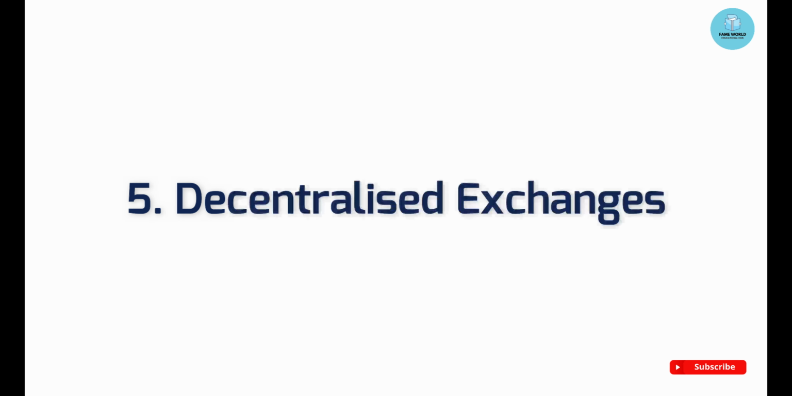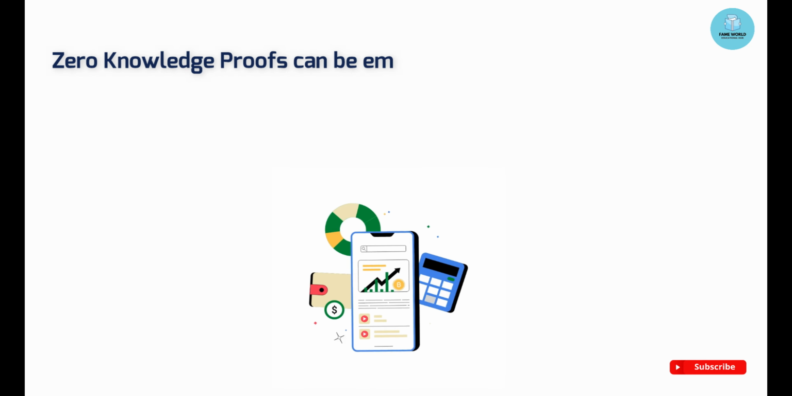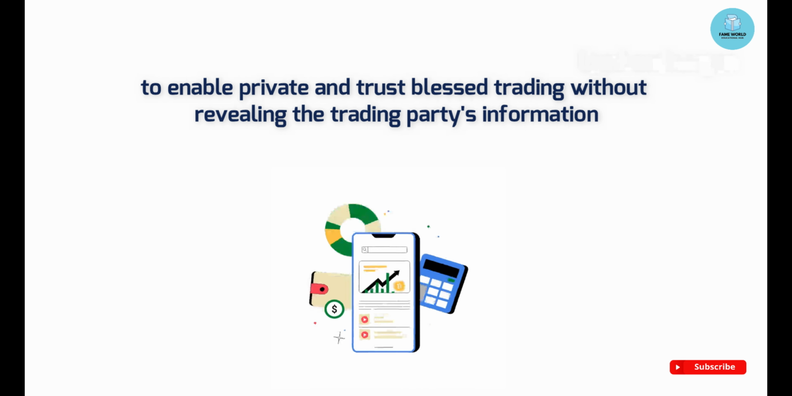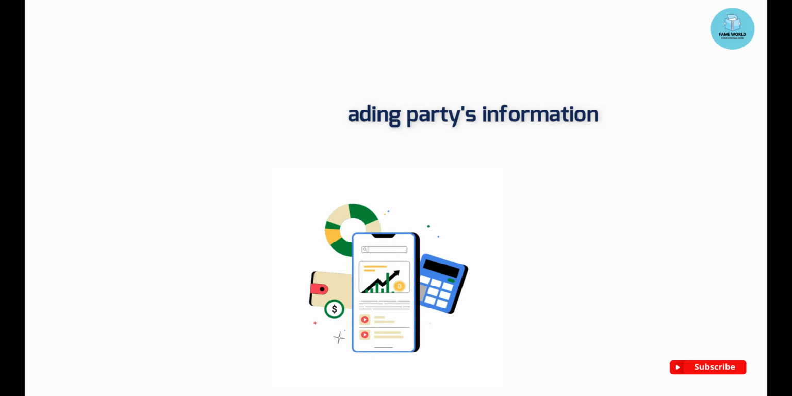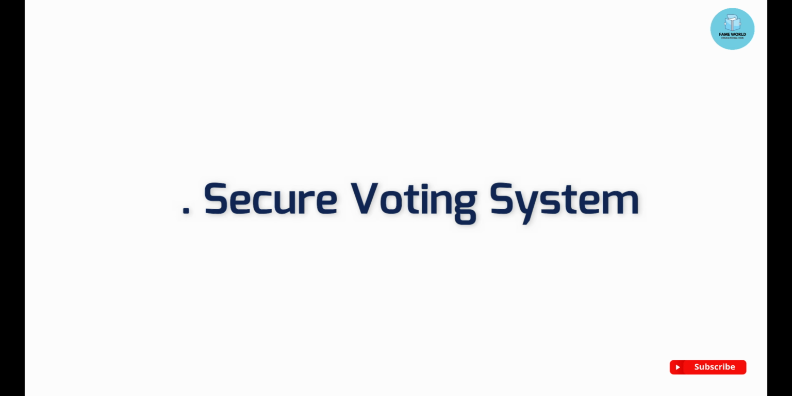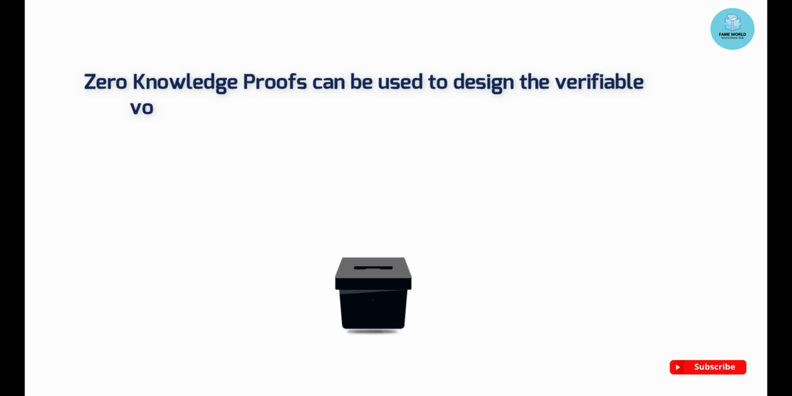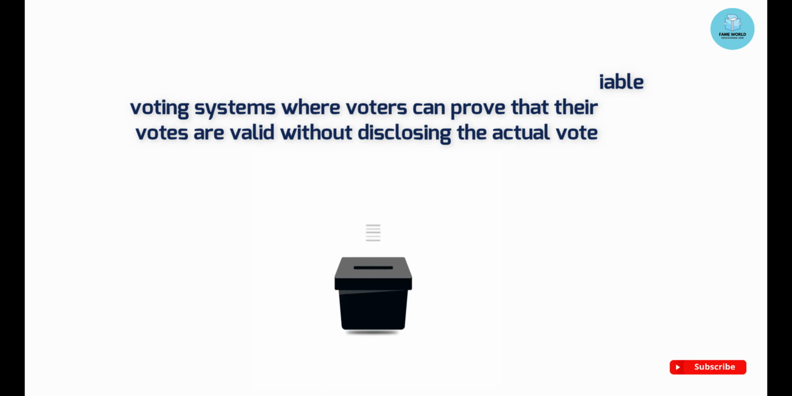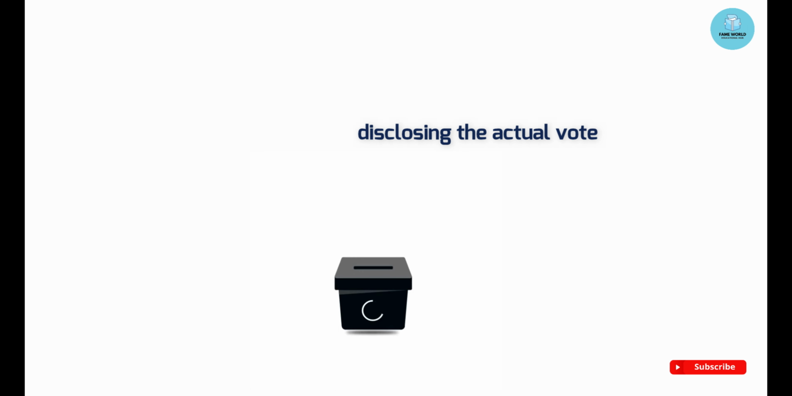Number 5. Decentralized exchanges. ZKPs can be employed in decentralized exchanges to enable private and trustless trading of assets without revealing the trading party's information. Number 6. Secure voting system. Zero knowledge proofs can be used to design verifiable voting systems where voters can prove that their votes are valid without disclosing the actual vote.